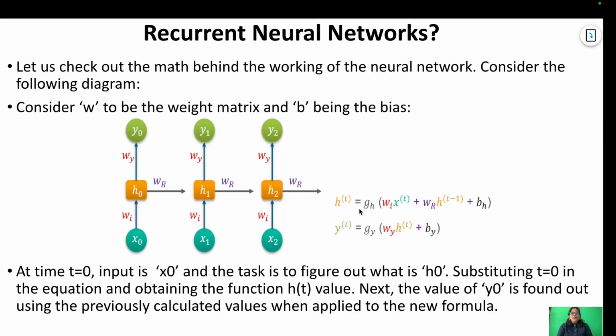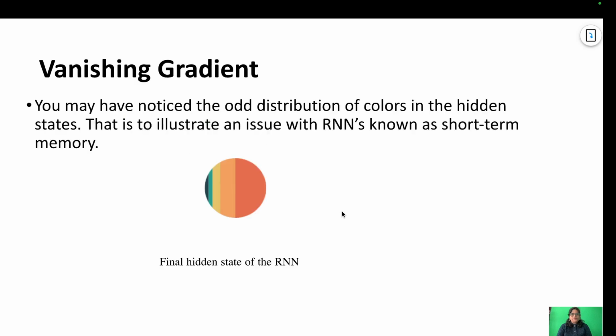Now how are we calculating the hidden layer? The hidden layer value is the multiplication of the weighted hidden state, W_h times h_(t-1), plus W_i multiplied by x_t, and then plus bias, and then we calculate h_t for the next state.